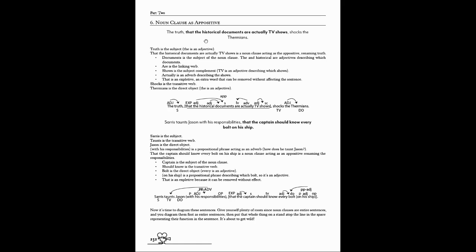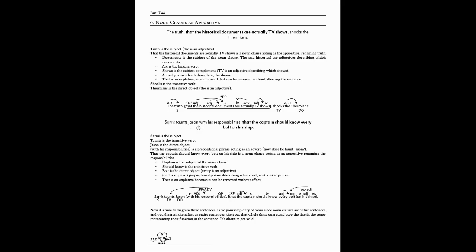Oh, they can also be appositives. Yeah, they can rename things. Remember, all the noun things are open to noun clauses. So the truth that the historical documents are actually TV shows shocks the Thermians. So your sentence is truth shocks Thermians. So it's a big Steve Doe. But that the historical documents are TV shows is going to be a Slivisk, right? Documents are TV shows. And then that whole thing is going to be the appositive, so it will go inside your parentheses. And that is actually an expletive, and we'll talk about how to diagram that in a minute.